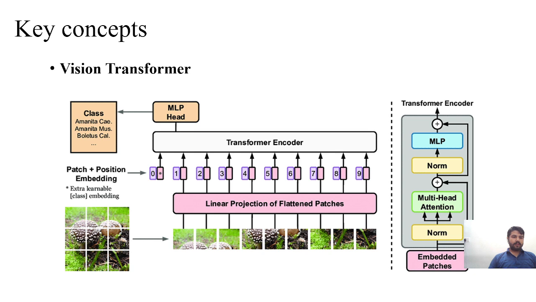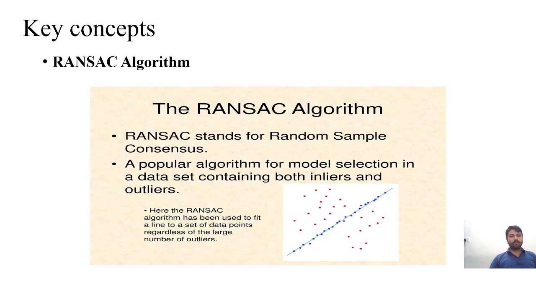The main feature of the vision transformer is that it is a convolution layer free method, and there is no need of the decoder because we don't need any sequence output, so only the encoder is present in the vision transformer. Next I explored the Rensek algorithm. Rensek stands for the random sample consensus.